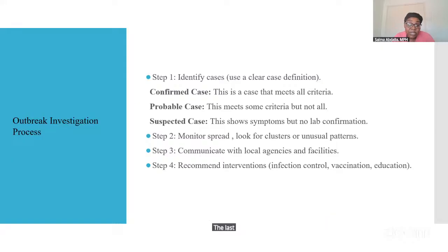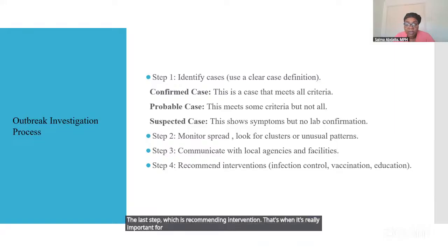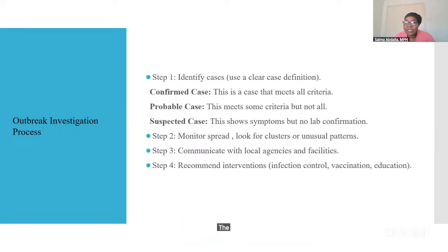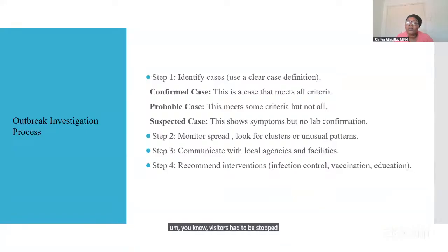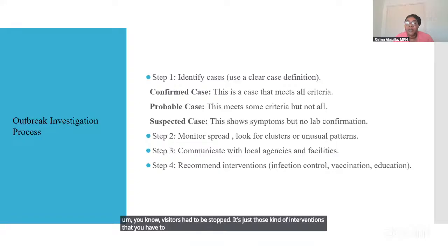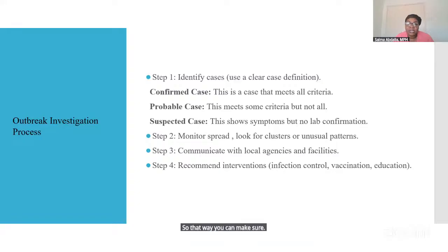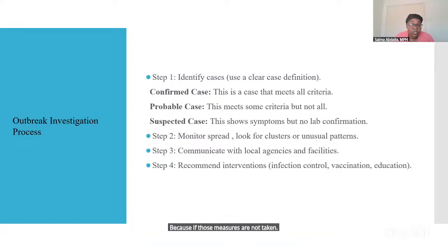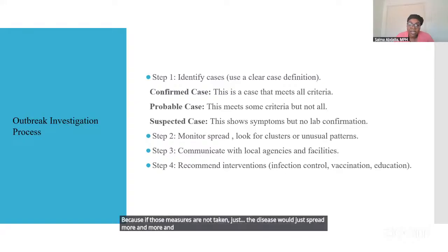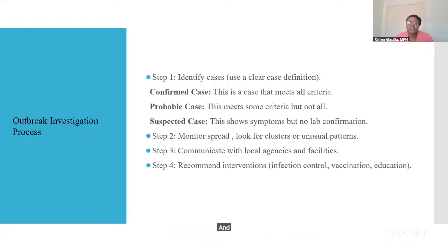The last step is recommending intervention. That's where it's really important for infection control to come in. I remember working with the infection preventionists at the facilities. They're just so amazing, and from the beginning, they were like, okay, we need to stop this. What can we do? Visitors had to be stopped. Those are the kinds of interventions you have to make so that you can make sure the residents and people are safe. Because if those measures are not taken, the disease will just spread more and more, and more people will be affected.